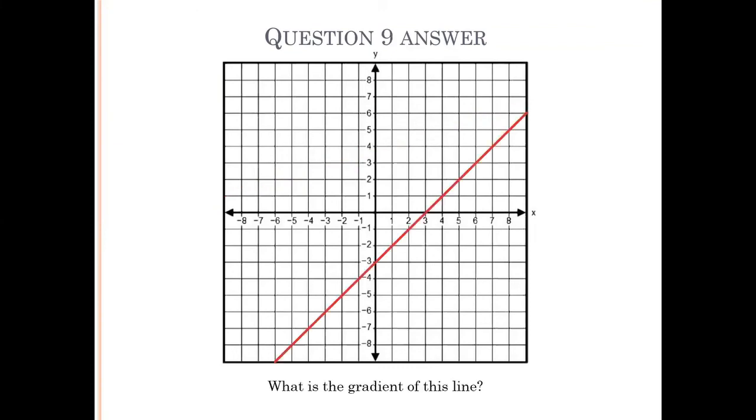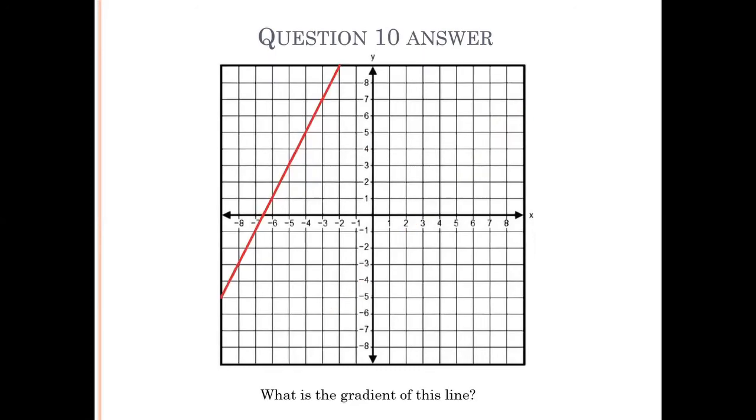Question 9. What's the gradient of this line? This gradient is 1. If you notice, for every 1 block down, it goes 1 block across. Question 10. What's the gradient of this line? Well, for every 2 blocks down, it goes 1 block across. So it's 2.